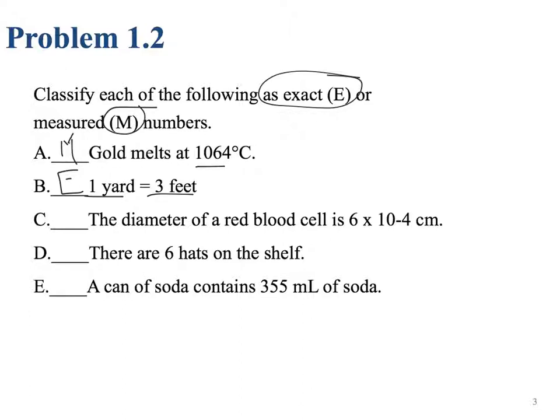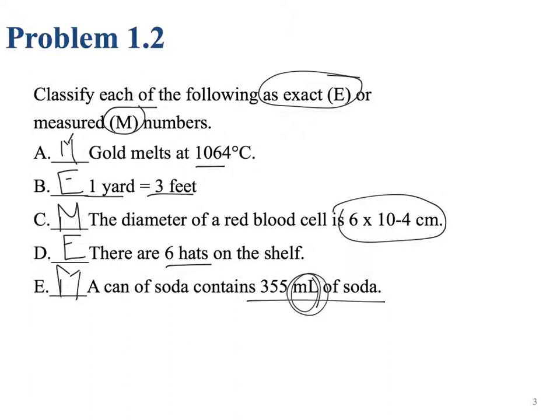The diameter of a red blood cell is equal to this many centimeters. Therefore, this is a measurement. There are 6 hats on the shelf. This is an exact number. And a can of soda contains 355 milliliters. This is a measurement. Please notice that for the measurements, the number is followed by a unit, in most cases. And for exact numbers, it's things that you just count.